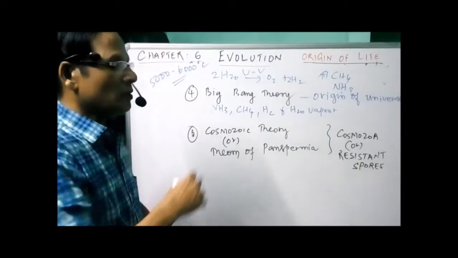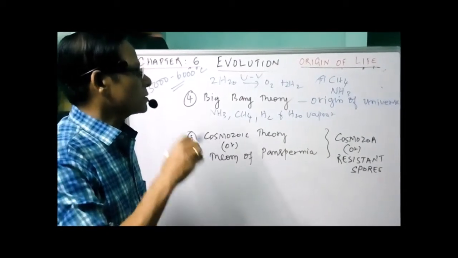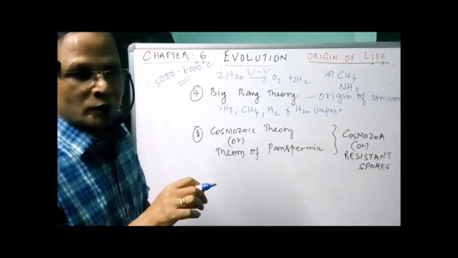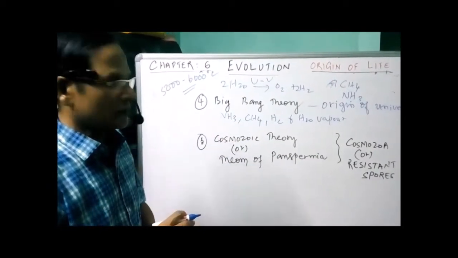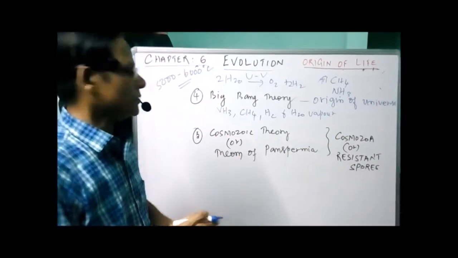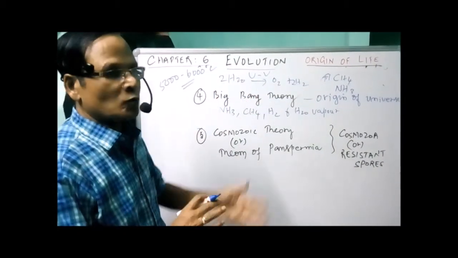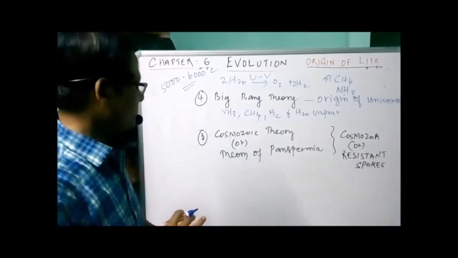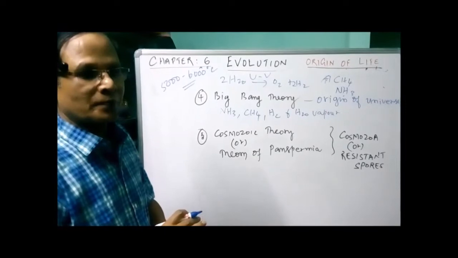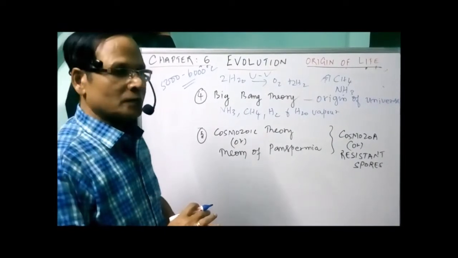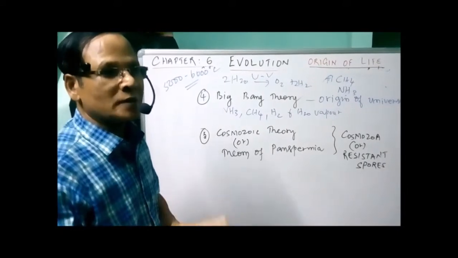I'll explain later about how far the reactions occur. So the reaction between methane and ammonia resulted in the formation of carbon dioxide and other gases like nitrogen. That's about the origin of different water bodies and molecules. Now the cosmospheric theory, or theory of panspermia. According to this concept, life was brought to this earth from some other planet.